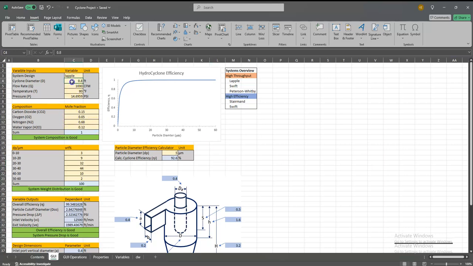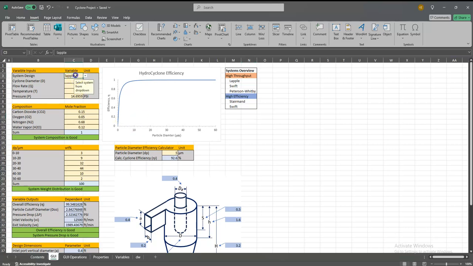This includes that these highlighted yellow cells are for user inputs, and the highlighted blue cells are for outputs that are calculated from the Excel workbook. The second step is to go ahead and select a system design for the cyclone geometry. This is where you can go to the drop down next to the system design, and there are 5 options here. With this little table over to the side, you can see which systems are for high throughputs and which ones are for high efficiencies.